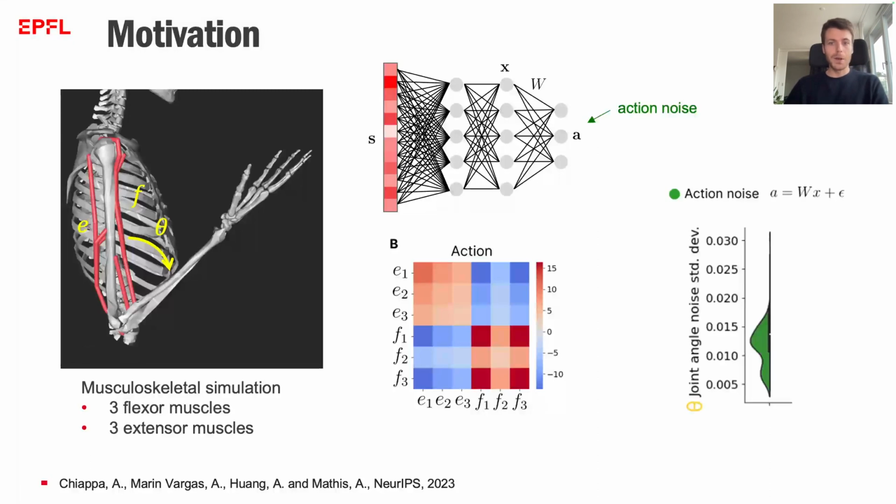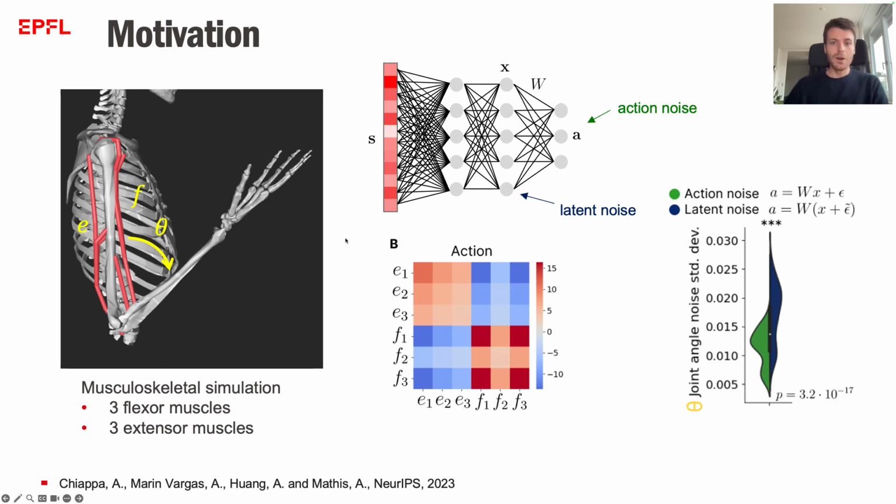Standard action noise perturbs flexors and extensors at random, with a limited exploration of novel states. In fact, half of the time, the perturbation will be in the same direction for both the flexors and the extensors, producing little effect on the elbow angle.